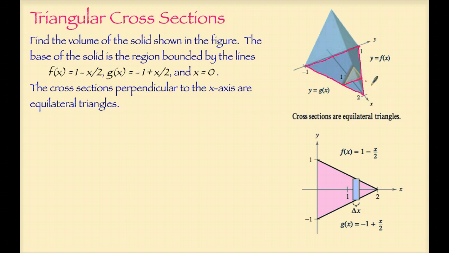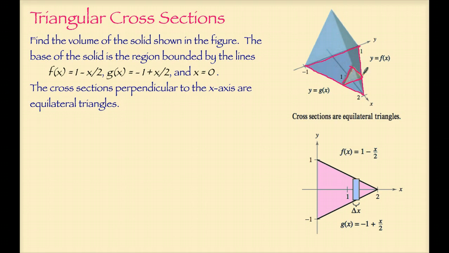Notice that our cross-sections are perpendicular to the x-axis. That tells us how we need to set up our integral, and we're also told that they are equilateral triangles. The cross-section will determine the shape of the three-dimensional figure. If we have equilateral triangles, we get the shape that you see here. However, if this cross-section were squares, or rectangles, or semicircles, it will build a different three-dimensional shape.